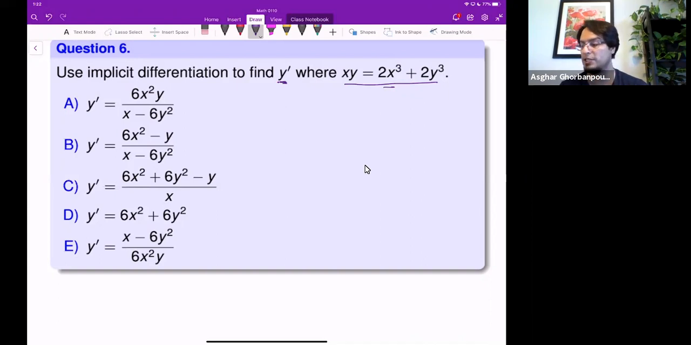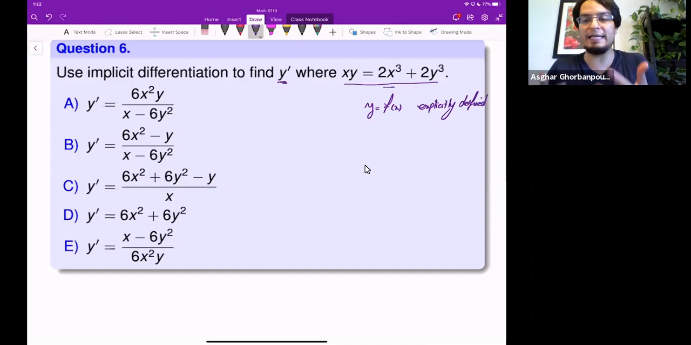What are the regular functions? In the regular cases, or explicitly defined functions, you have y equals f of x. Y is on one side, and everything else, a formula in x, is on the other side. Okay? This is an explicitly defined function. But what we see here is an equation in x and y. That means that y is implicitly defined in terms of x.